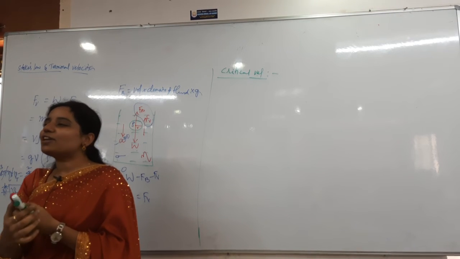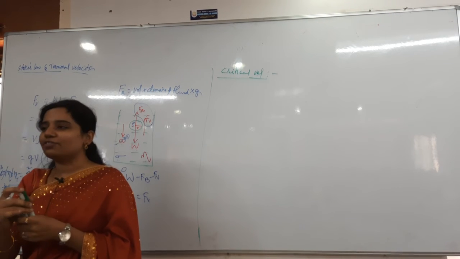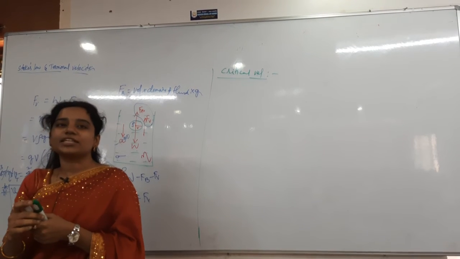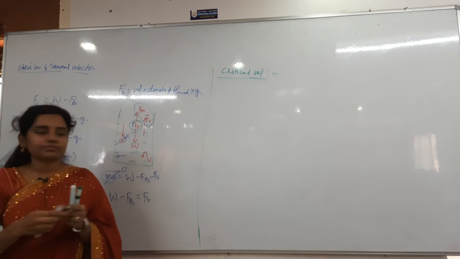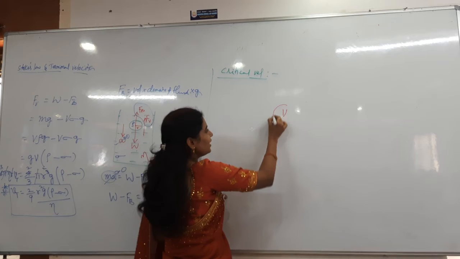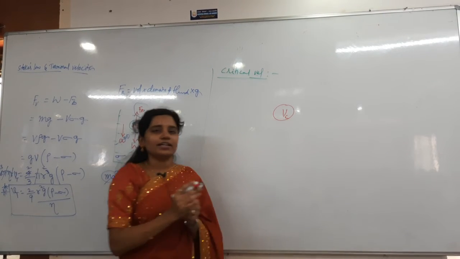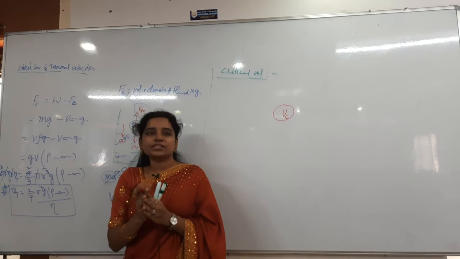At some velocity what happens? Streamline flow will become turbulent flow. That velocity is known as the critical velocity. Actually that is a limit. So V is the velocity here. This critical velocity is the limit.